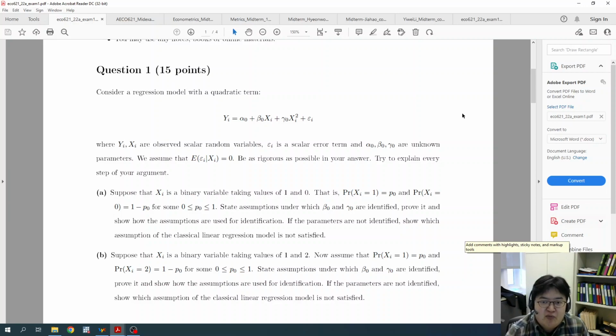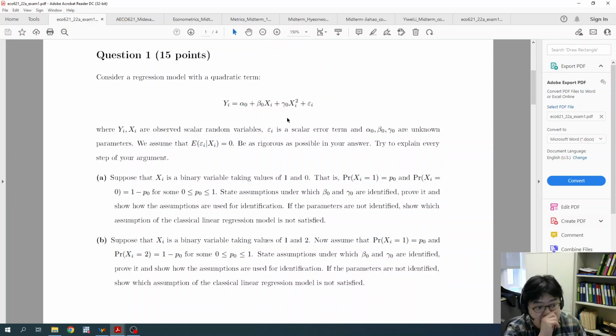So let's go from question number one. It's a very simple question. We have studied many times this regression model with an intercept and two regressors. At that time, we considered x1 and x2, but now x2 is simply x1 squared. It's a pretty simple setup. And in addition, I'm giving you an even easier structure of the binary case.